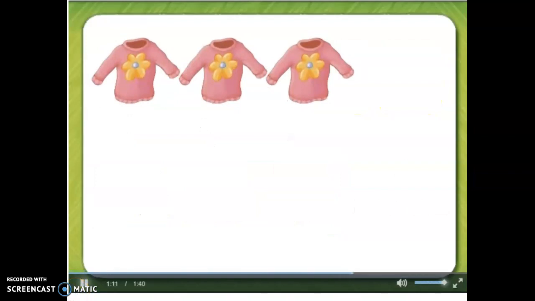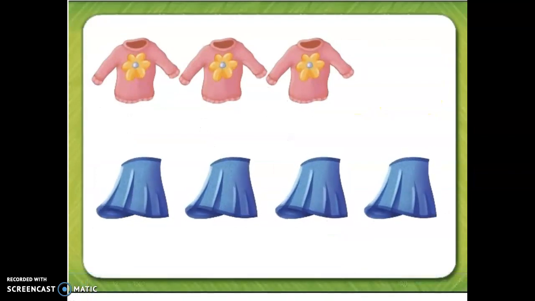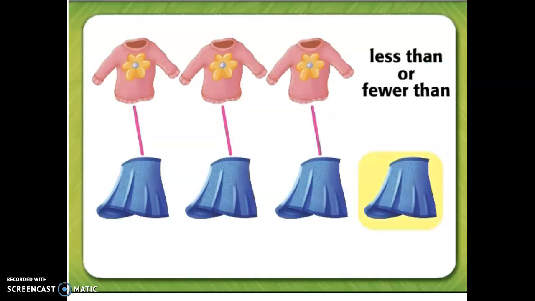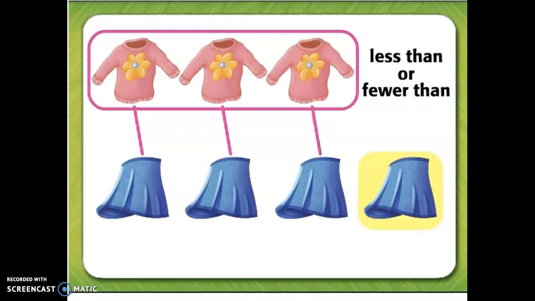Now we have a group of sweaters and a group of skirts to compare. We will compare the two groups and draw a circle around the group that has less. Draw a line from each sweater to a skirt. There are not enough sweaters to match each skirt. The group of sweaters has fewer objects than the group of skirts. We'll draw a circle around the group of sweaters.